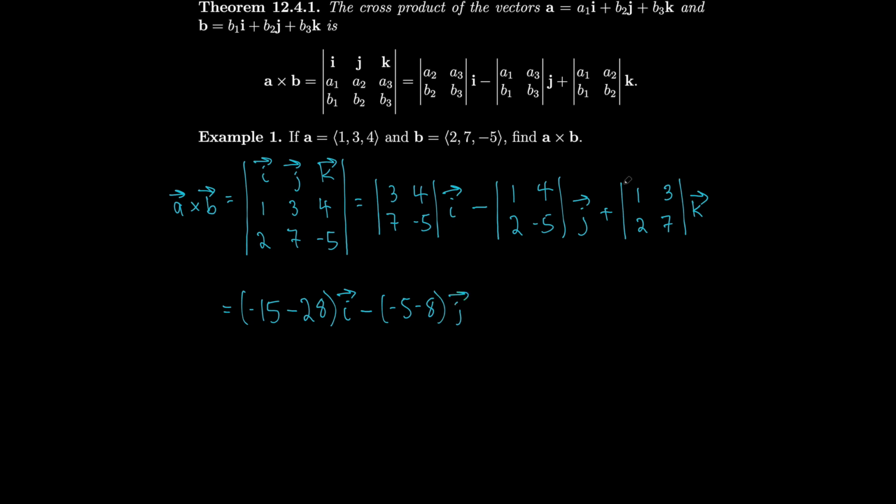And then for k, 1 times 7 minus 3 times 2. So that's 7 minus 6. So that means that our cross product becomes negative 43i plus 13j plus k. So you could write that without ijk notation as negative 43, 13, 1.